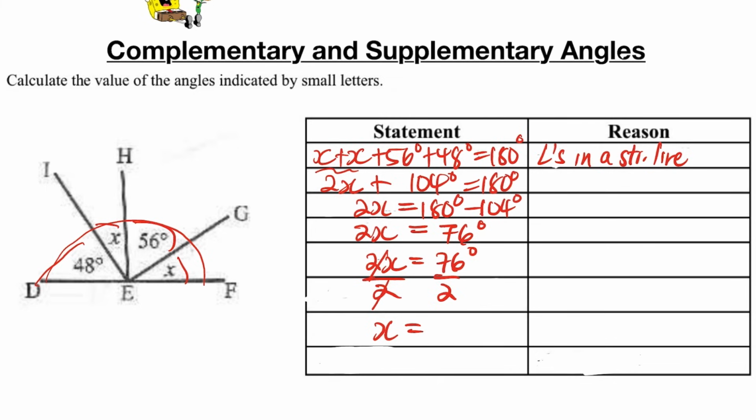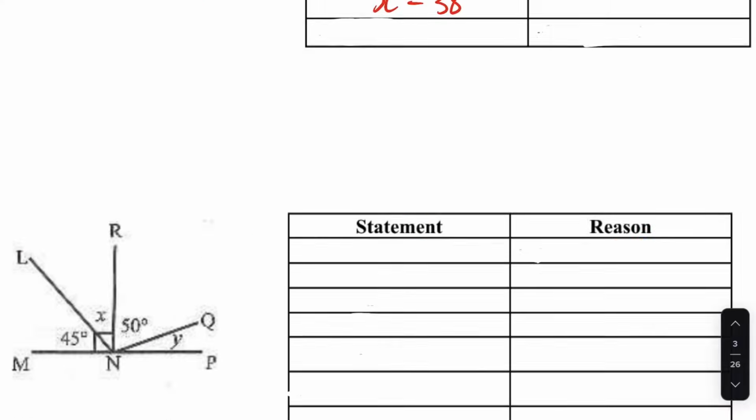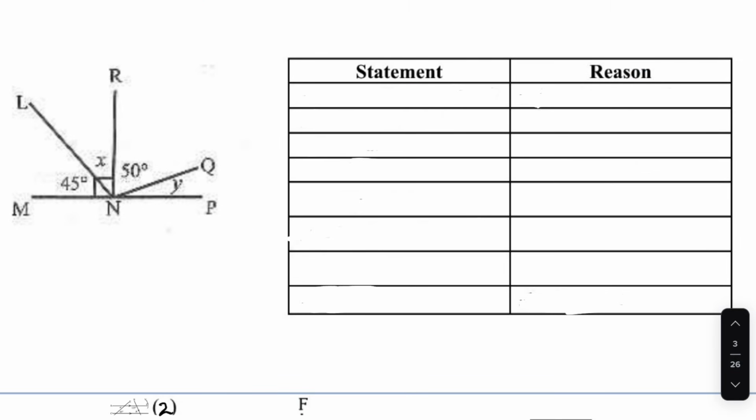76 divided by 2, it's going to be 38 degrees. So this x is 38 degrees, and this one is 38. Eventually, if you add 48 plus 38 plus 56 plus 38, they equal 180. Let's look at this one again.